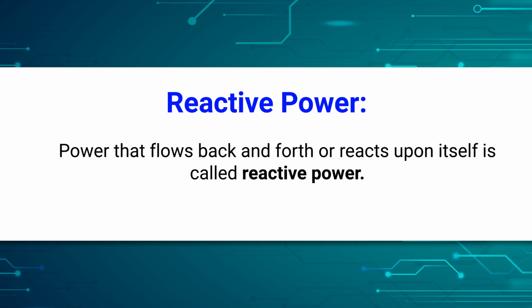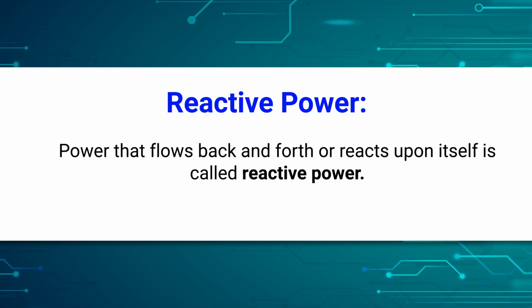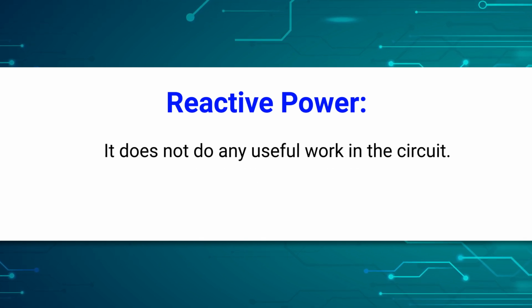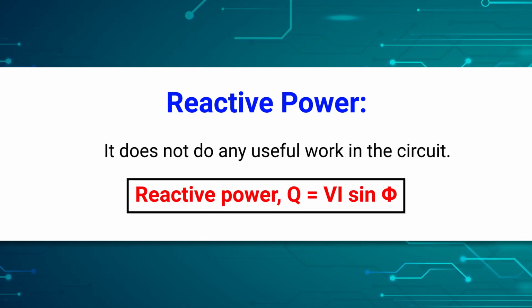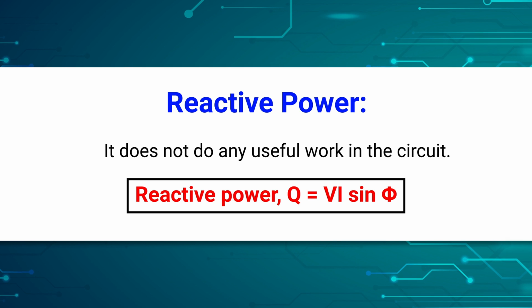A pure inductor and a pure capacitor do not consume any power, since in a half cycle whatever power is received from the source by this component, the same is returned to the source. Power that flows back and forth or reacts upon itself is called reactive power. It does not do any useful work in the circuit. The expression for the reactive power can be written as Q equal to VI sin phi.